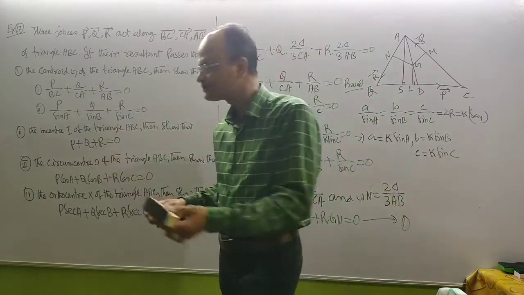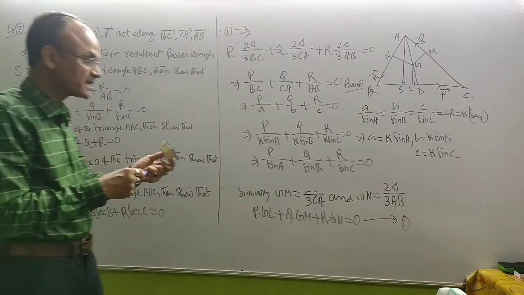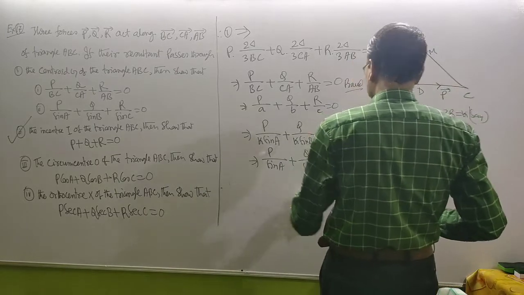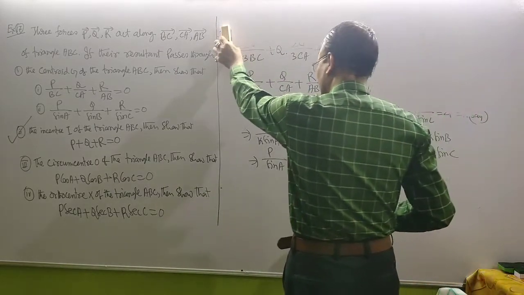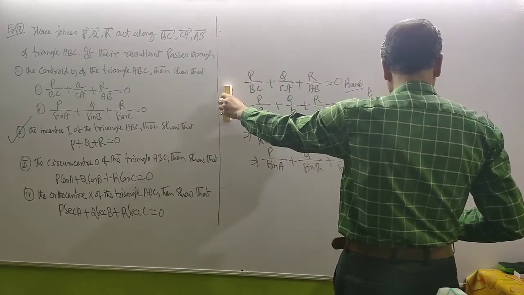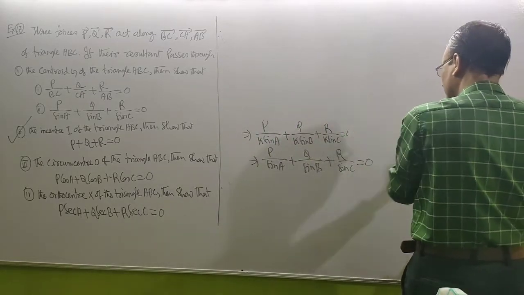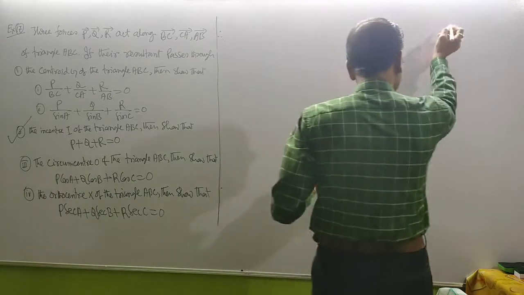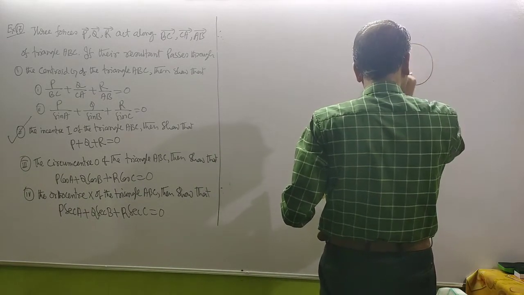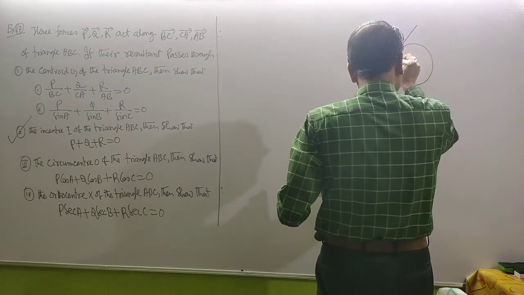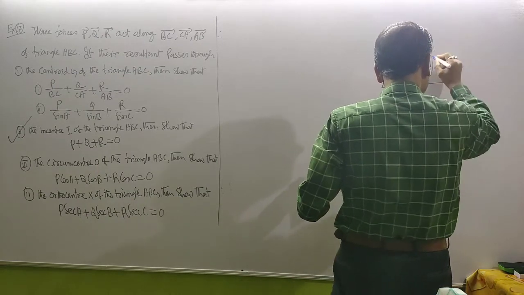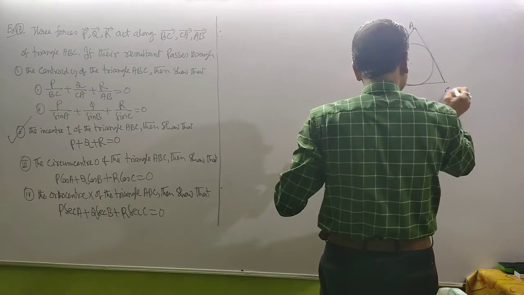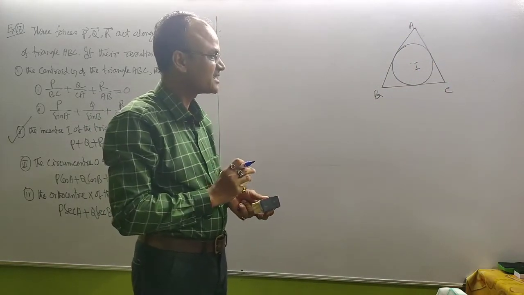Now come to question number 2. If the resultant passes through the incenter of the triangle, perhaps you have understood this one. It is very easy. If the resultant passes through the incenter of the triangle ABC, and I is the incenter of the triangle.